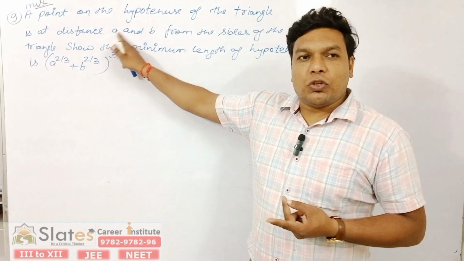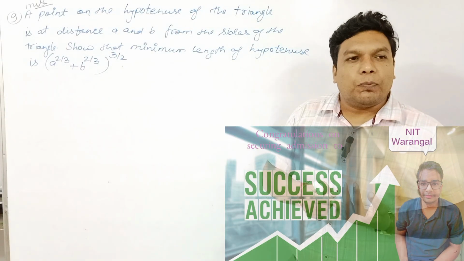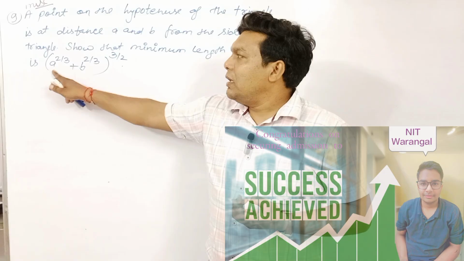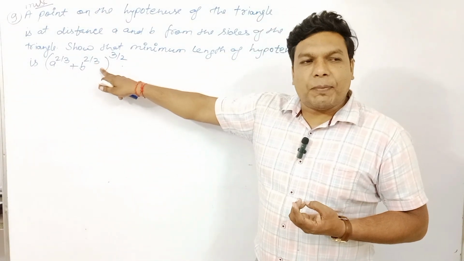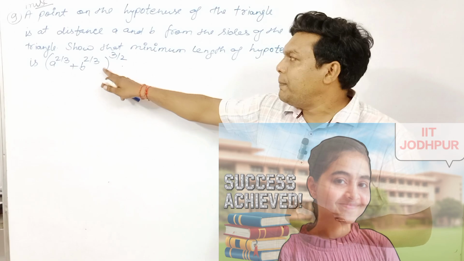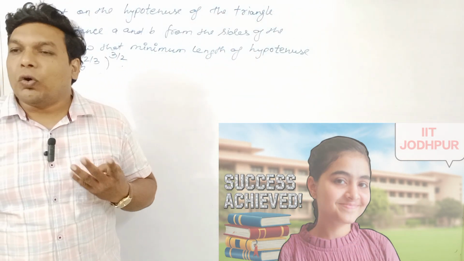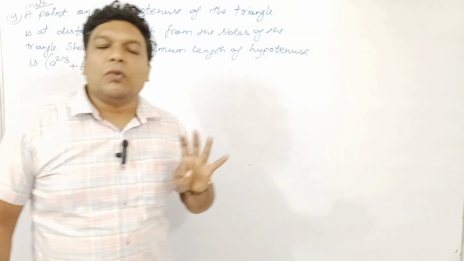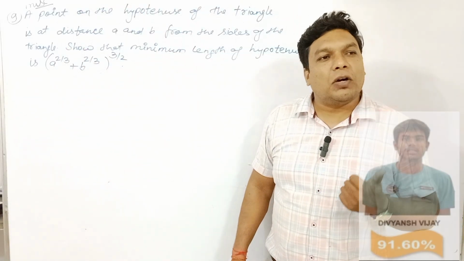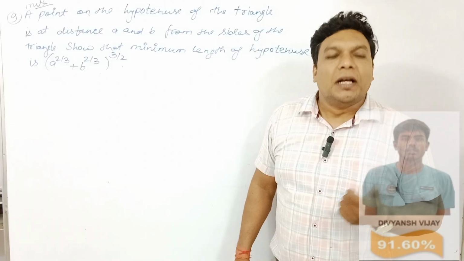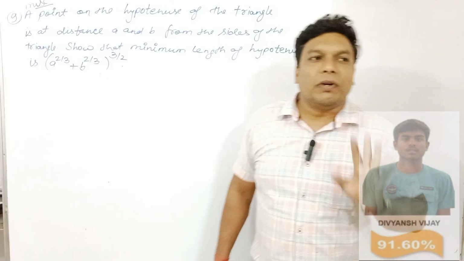What is given? Distance of the point from the two sides. What is to find or prove? We need to prove the length of hypotenuse is (a^(2/3) + b^(2/3))^(3/2). Now, we'll form the function which is to maximize or minimize. That means we have to form the function of length of hypotenuse here. Then by using the given condition, we have to convert this into a single variable.